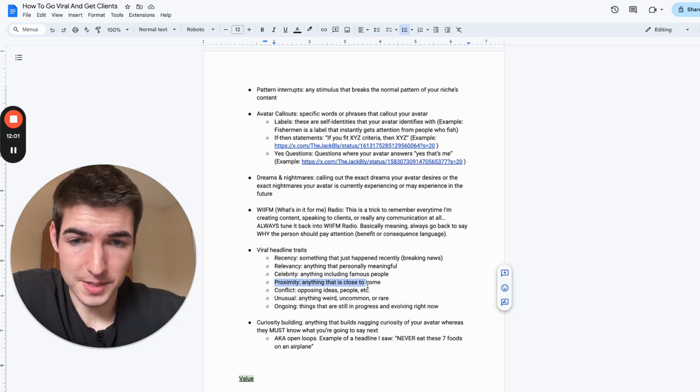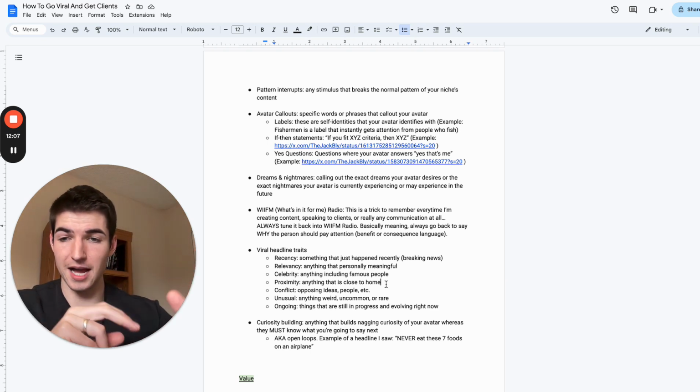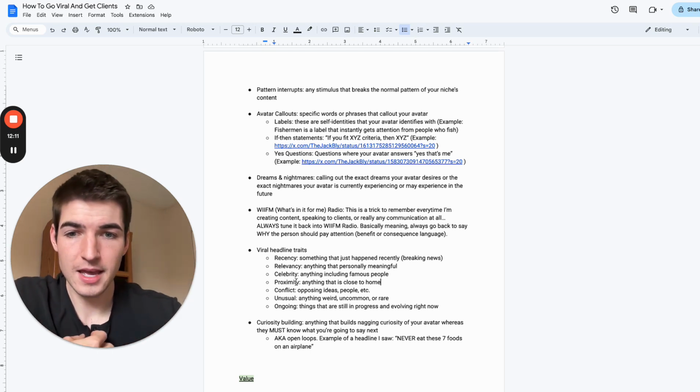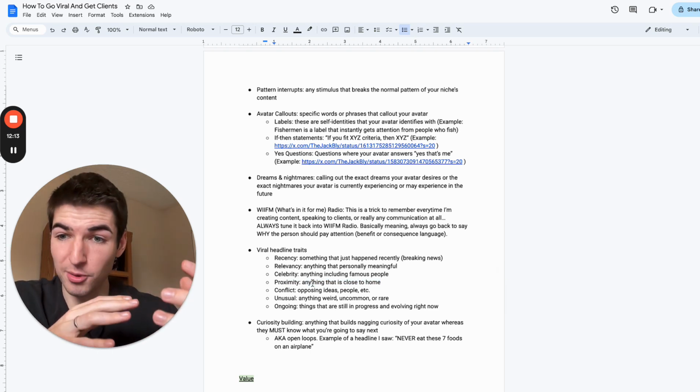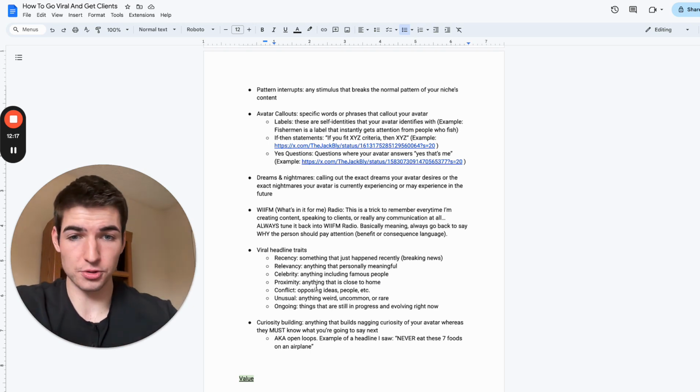All right, then there's proximity. So anything that's close to home. So I live in Florida right now. If I saw something that said, Florida residents, blah, blah, blah, I would pay a little bit of attention to it because it's calling out where I live. It's close to home. The closer it is, like if they go down to city or exact town or zip code, I would pay more and more attention because it's closer to home.